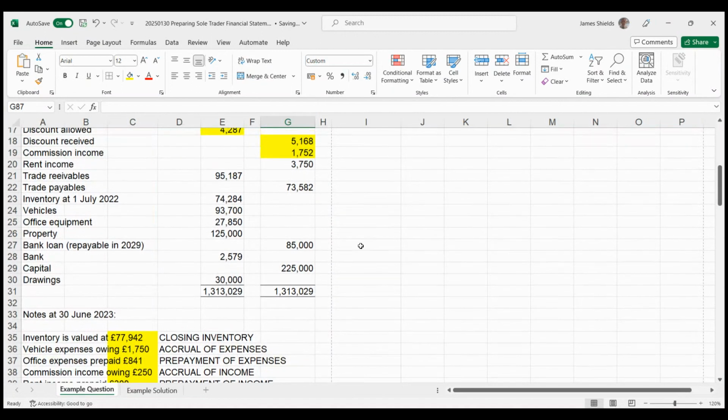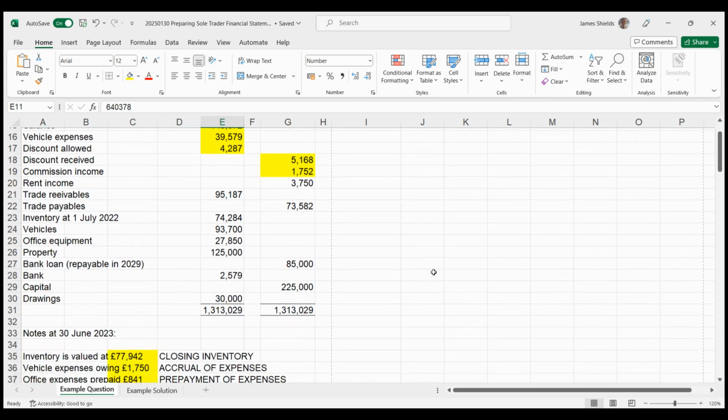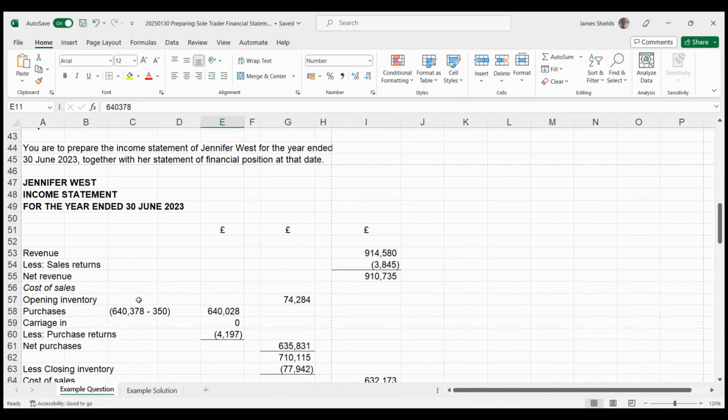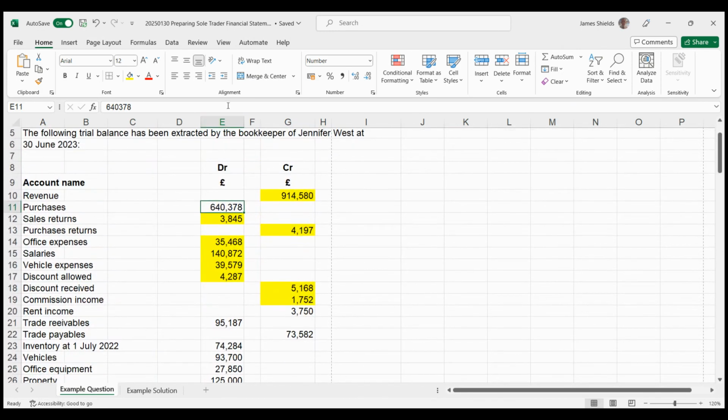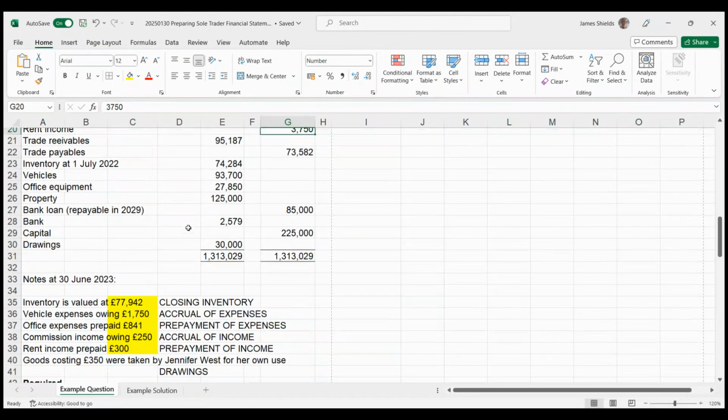So let's just go back now and see if there's anything we haven't ticked which we should have done or highlighted. Office expenses we've just done. I've got purchases here. Now just check, we did purchases 640,378. That's that figure there, so that should be highlighted. Was there anything else that goes in the income statement? Our rent income. We dealt with that. That was our rental income, 3,750 there, so that should be highlighted.